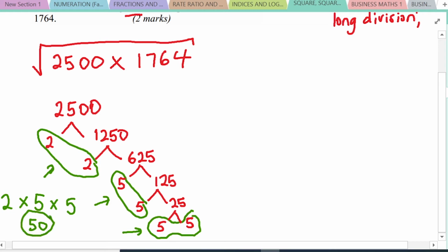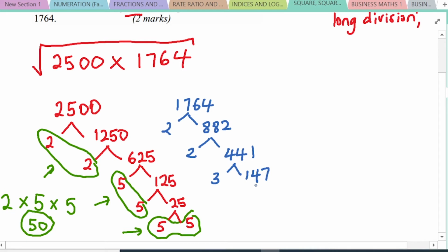That's what we've gotten. Then let's do 1764. I'll use a different ink here. We shall begin by dividing 1764 by 2. We shall end up with 882. Divide that by 2 still, and you end up with 441. We divide that by 3, and we shall end up with 147. Divide that by 3 again, and we shall end up with 49. Then divide by 7, and you end up with 7.